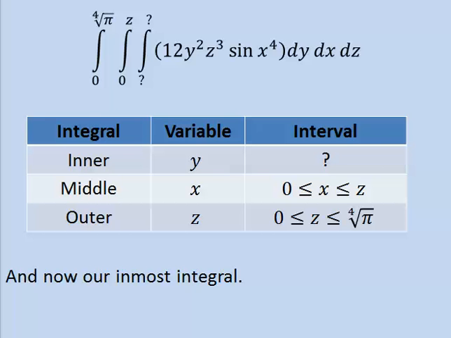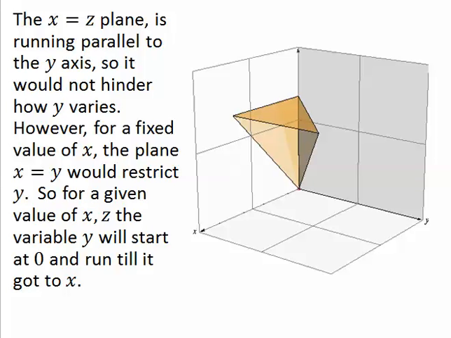Now for our inmost integral. The x equals z plane is running parallel to the y-axis, so it will not hinder how y varies. However, for a fixed value of x, the plane x equals y will restrict y. So for a given value of x and z, the variable y will start at 0 and run till it gets to the given value of x.